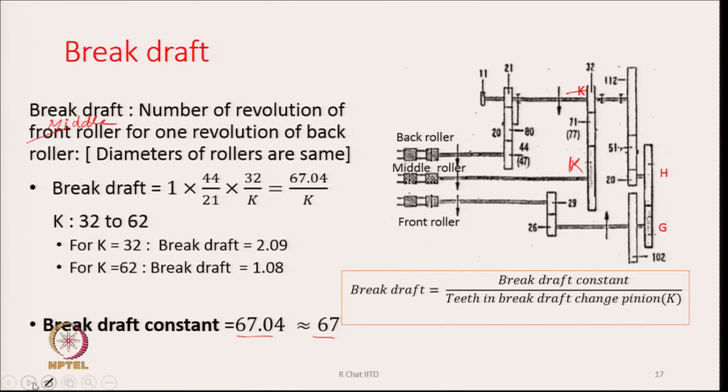So, break draft in this case is always the break draft constant divided by the teeth in the break draft change pinion, which is K. So, you have to know this is the change pinion in our case, and therefore the K is coming in the denominator, and hence the break draft is always the break draft constant divided by the number of teeth in the break draft change pinion.